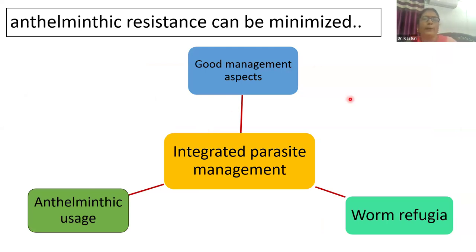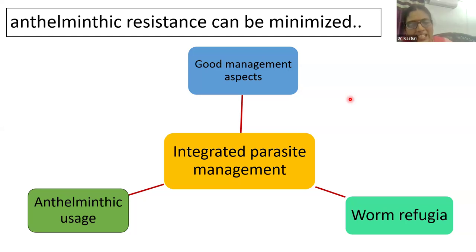So how can we optimize the development of this anti-helminthic resistance? To control, to delay the development. We cannot completely eradicate the resistance, but we can only delay the development of resistance towards these anti-helminthic drugs. This can be achieved by integrated parasite management.